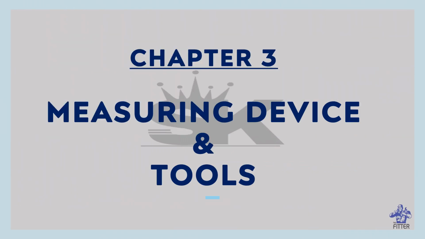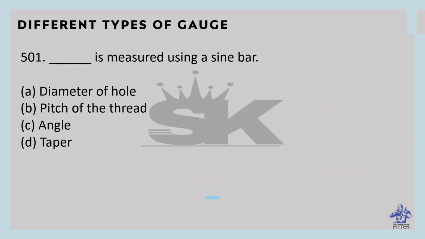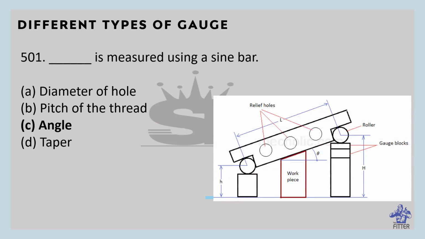We're continuing chapter 3, measuring devices and tools. Dash is measured using a sine bar. So the answer is angle. You can see here in the image, the angle is measured using a sine bar. The sine bar works on the principle of trigonometry. So you can observe here we have to find the angle theta.